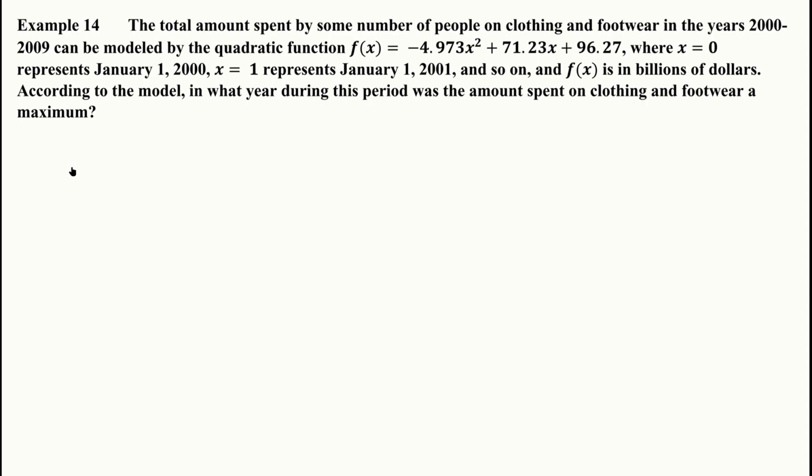All right. So you know that this is going to be a what? Because a is negative, it's going to be one of these parabolas, right? So that means the vertex is going to represent the maximum functional value, right? So all we got to do is find the vertex. So the x value associated with the vertex is what we're going to need to figure out the year, right? So a is -4.973 and b is 71.23.